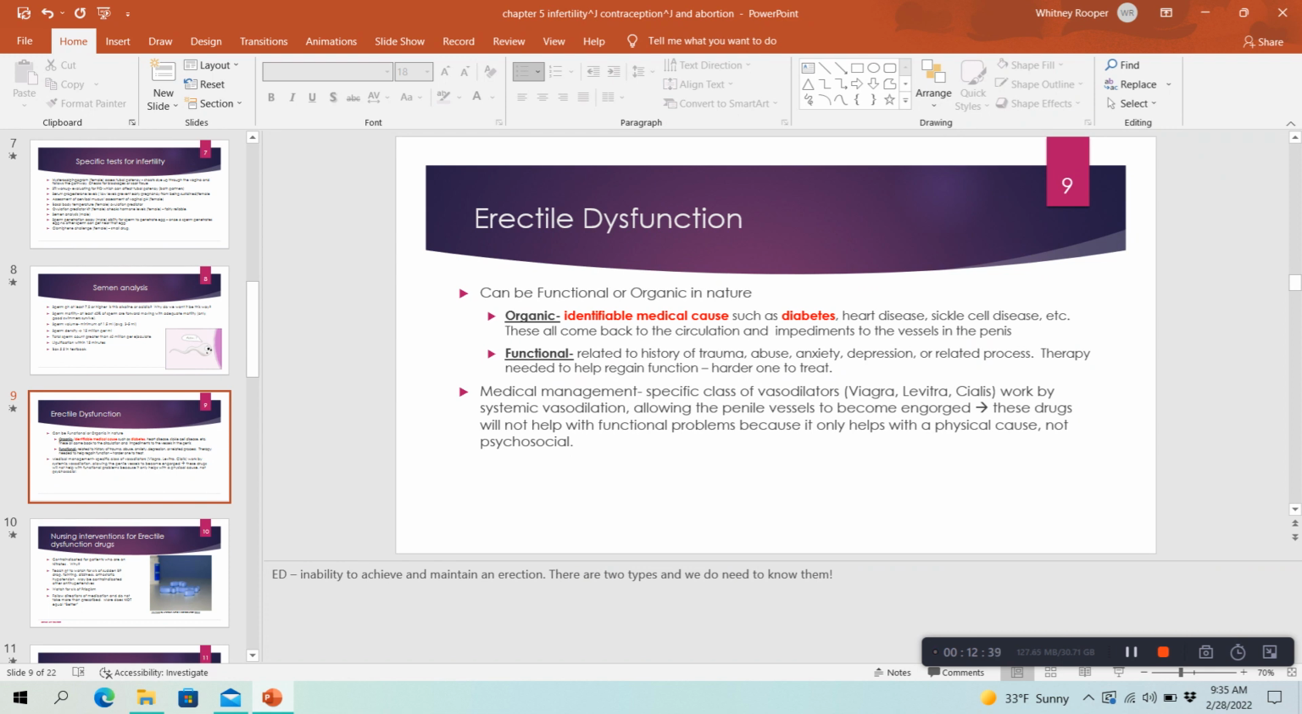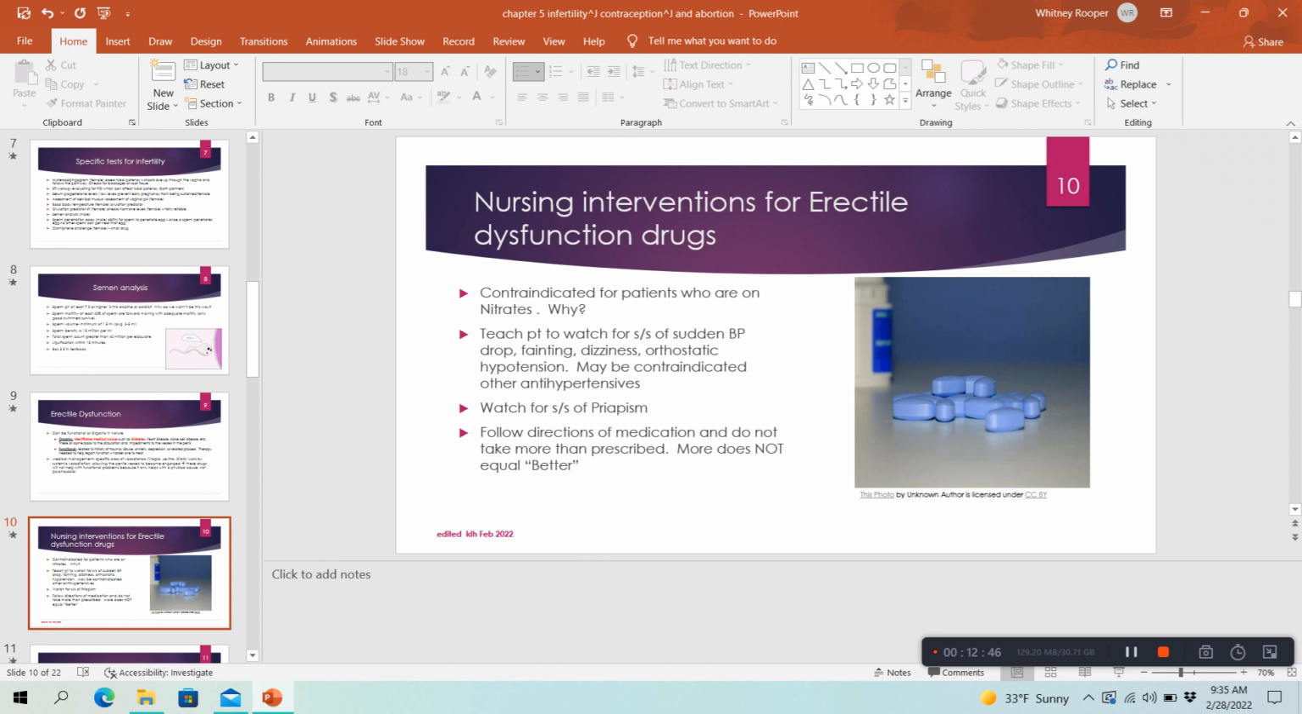Some things we need to know about Viagra and other erectile dysfunction drugs are that number one, it's contraindicated for patients who are on nitrates. Why do you think that is? What's a nitrate? It's a vasodilator. So now we've got a nitrate vasodilator, and now we're giving them Viagra, a vasodilator. So now we're giving them two vasodilators. So what's going to happen to the blood pressure? They're going to pass out on us because we're giving them two very potent vasodilators. If they're on any kind of nitrate that's already a vasodilator, this is contraindicated for them.